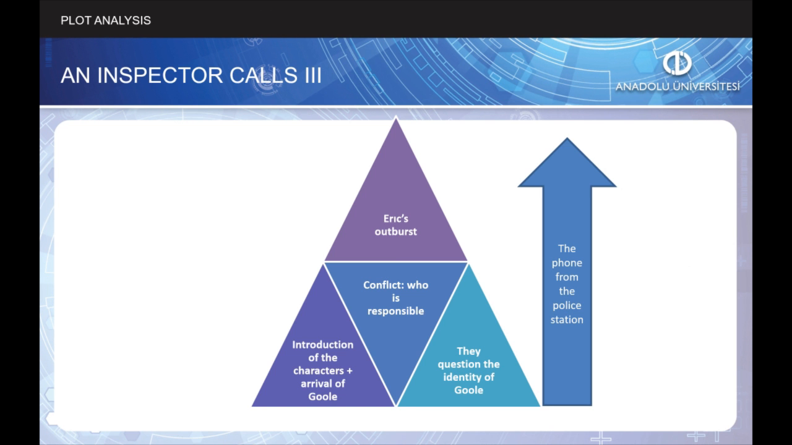However, at the end of the play, a phone call from the police station comes, and the tension again increases because the news is that a girl has committed suicide just like Eva did, and a police inspector is on the way to Birling's home to conduct an investigation. So the play ends in a very tense moment and the mystery continues.